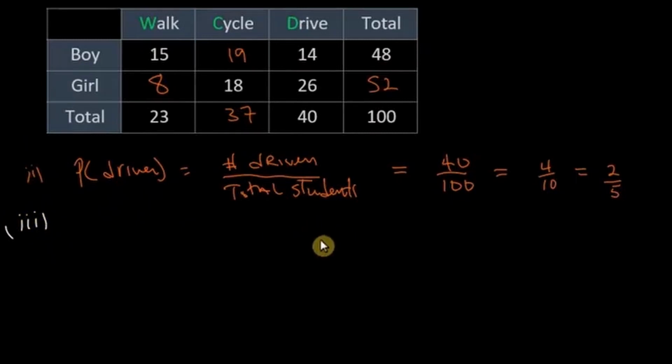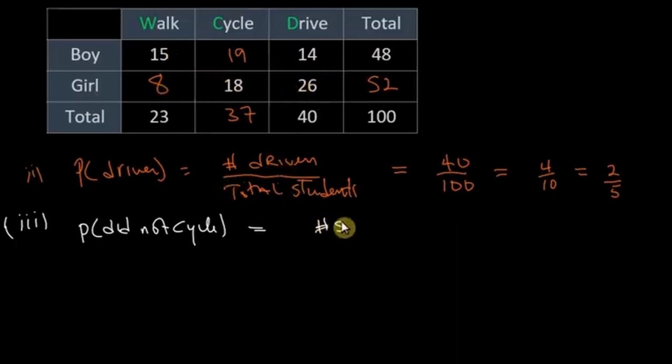One of the girls is selected at random. What is the probability that she did not cycle to school? So let's just write: what is the probability that she did not cycle. So we're talking about one of the girls and the probability that she did not cycle. And if you think about it, the probability that she did not cycle is the same as the probability that she either walked or was driven. And those two numbers are here.